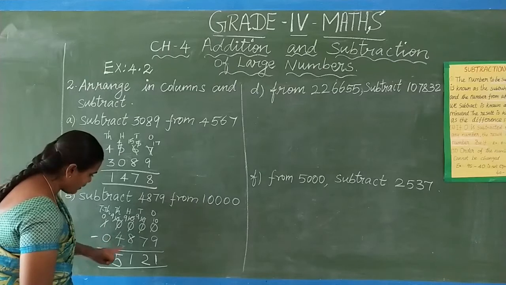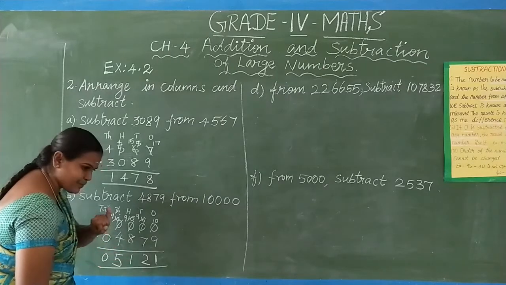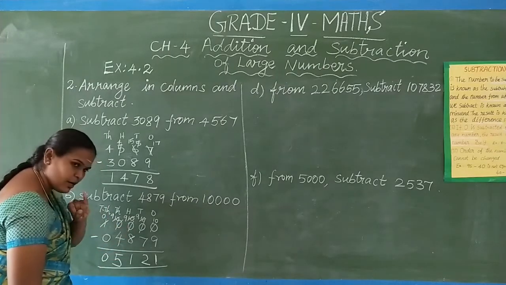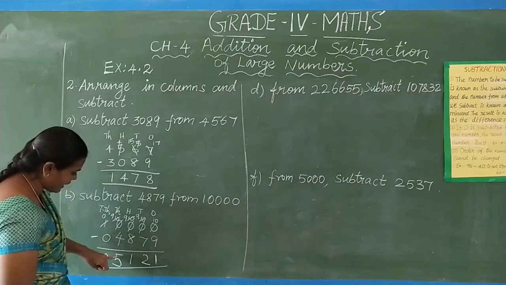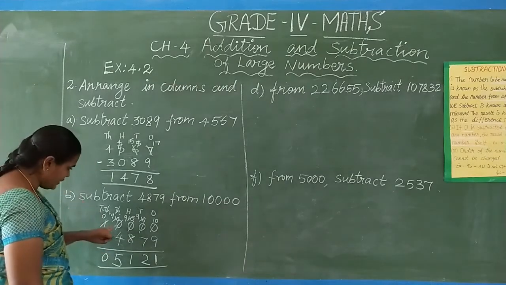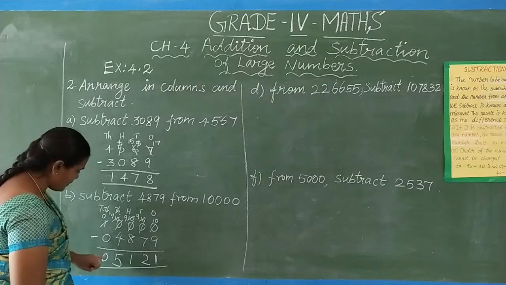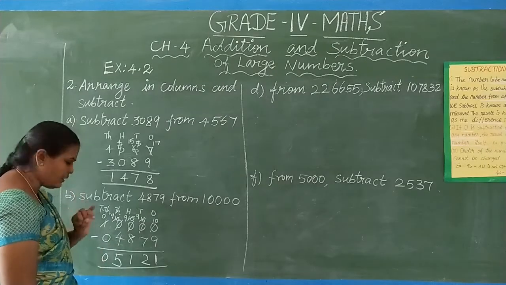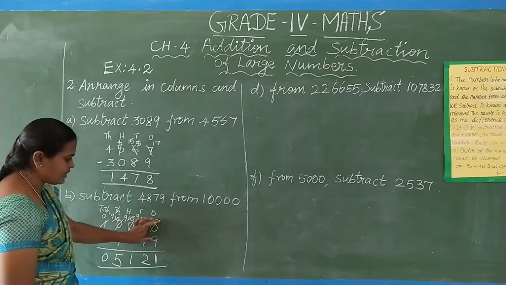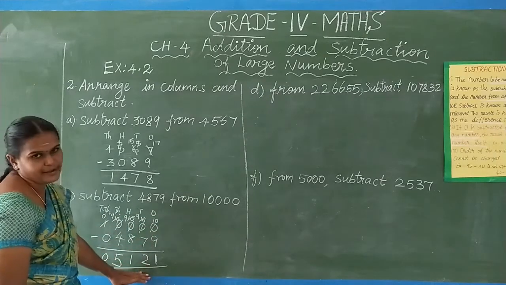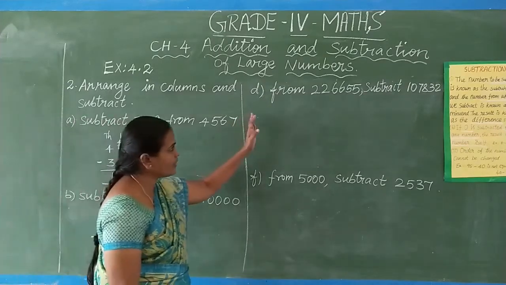0, 1 carry over. 8 plus 1, 9. 9 plus 1, 10. 0, remaining 1. 4 plus 5, 9. 9 plus 1, 10. 0, remaining 1. So 0 plus 0, 0. 0 plus 1, 1. So you get the answer here. So the subtraction is correct. Okay. Now D1.